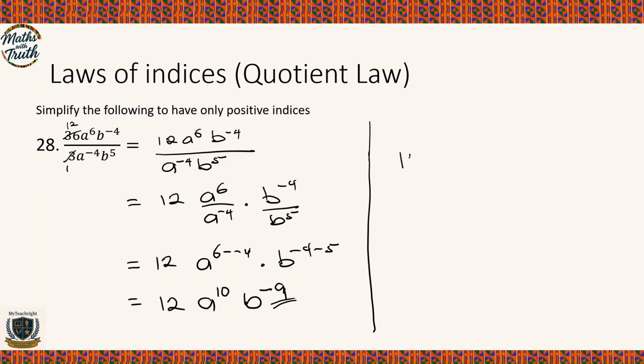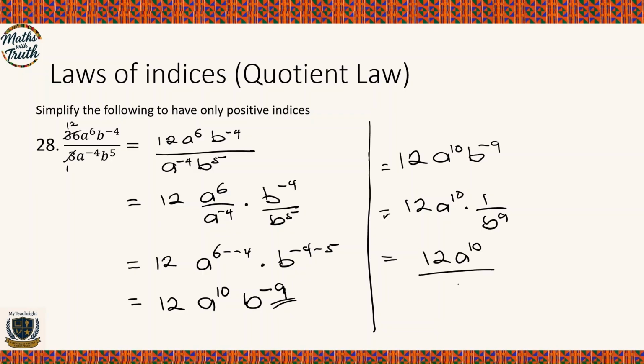So that would be 12a exponent 10 b exponent negative 9. Let's write it here. And then we have 12a exponent 10 times 1 over b exponent 9, which is equal to 12a exponent 10 over b exponent 9.